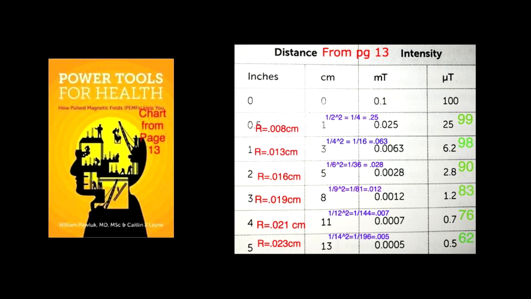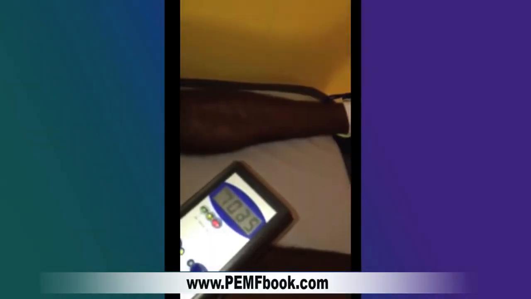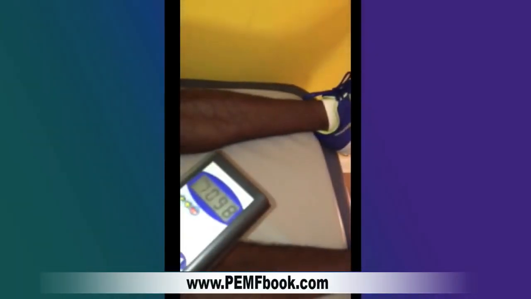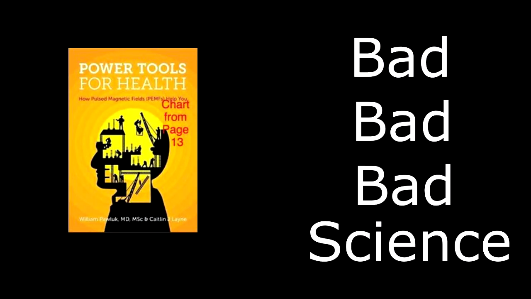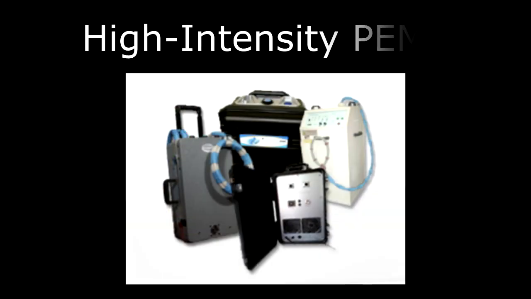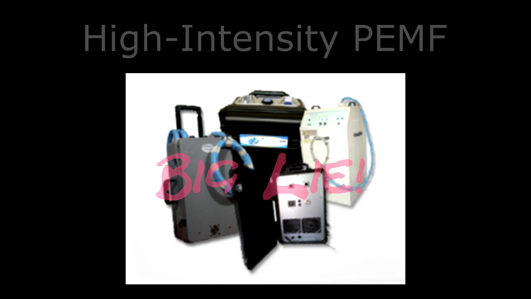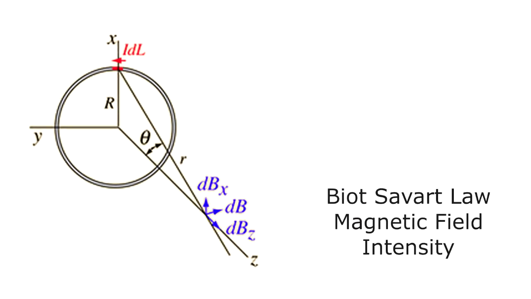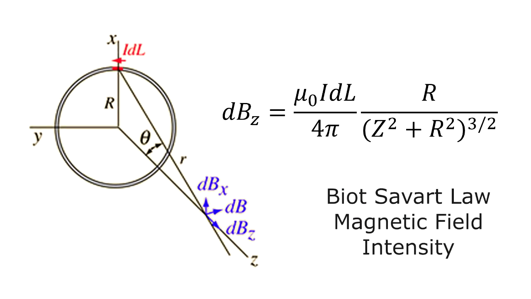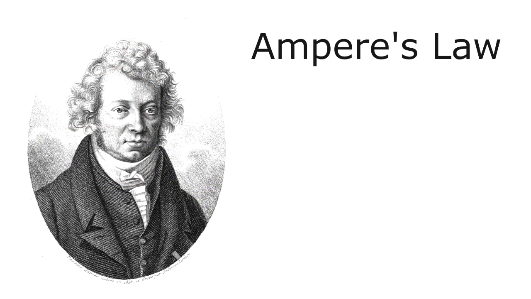The reason I have such a problem with this is that he uses this in his book to justify that low-intensity devices won't penetrate all the way through the body, when in fact I've done many video demonstrations showing that they do. So this is just bad science, and it was really one of the motivations for me to do this course, because so many high-intensity PEMF companies and so-called experts are using this bad science to justify high intensity, which I call the really big lie. I'm going to do a whole separate video to really break this down. But just for now, know that you need the Biot-Savart law to calculate the correct magnetic field intensity. So that's the Biot-Savart law.